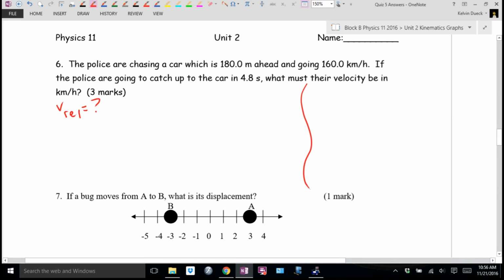How did I know right away to go with relative velocity? Because, Alec, there's 2 objects moving at different speeds. That's gravity. We'll get to gravity later on this year, but not just yet. That was gravity.